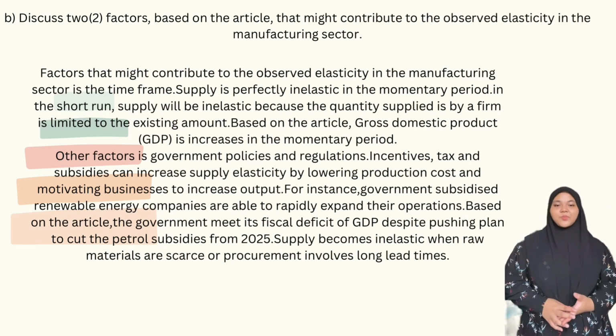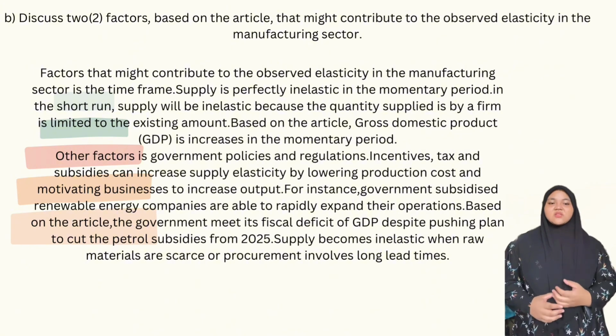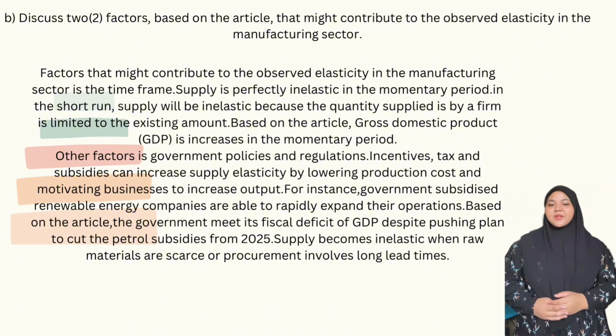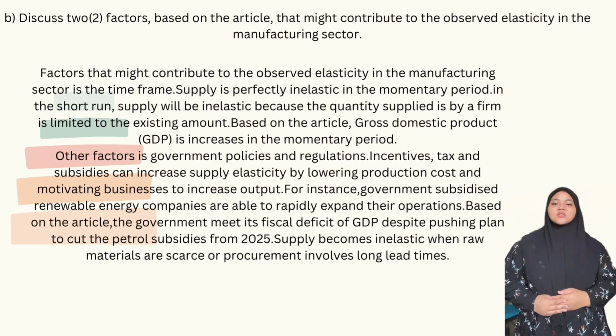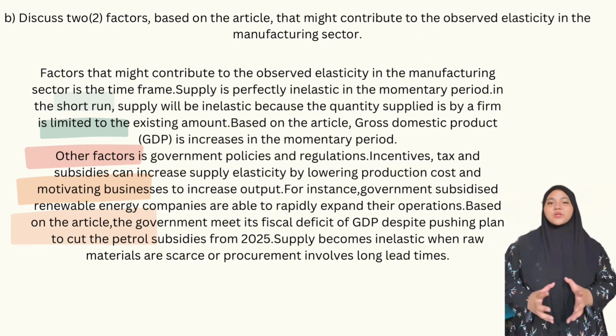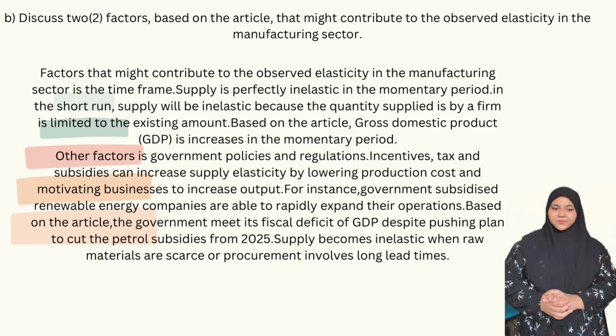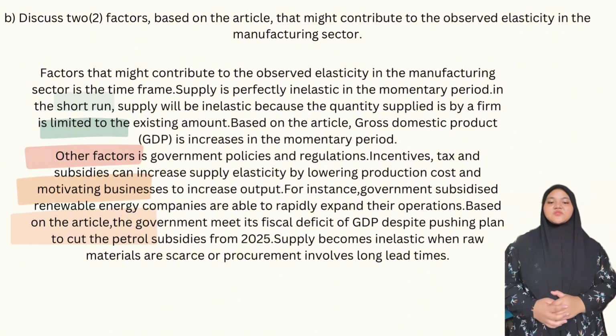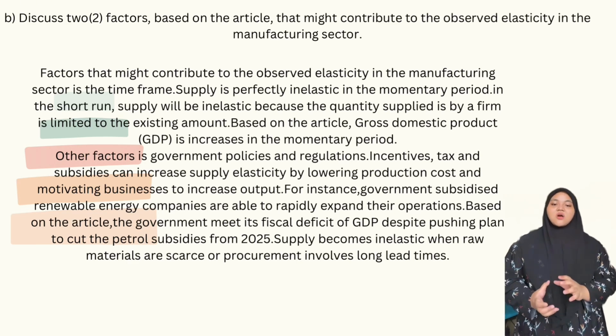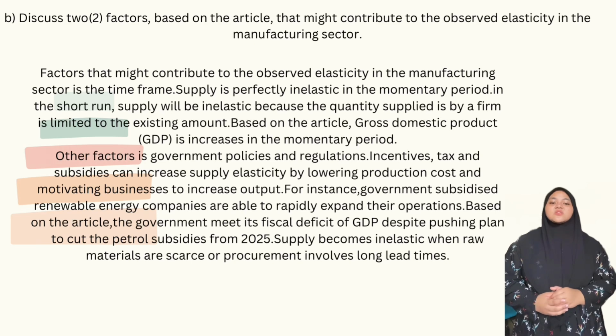The other factor is government policies and regulation. Incentives, tax and subsidies can increase supply elasticity by lowering production costs and motivating businesses to increase output. For instance, with government subsidies, renewable energy companies are able to rapidly expand their operations. Based on the article, the government reduced its fiscal deficit of GDP despite pushing a plan to cut petrol subsidies from 2025. Supply becomes inelastic when raw materials are scarce or procurement involves long lead times.